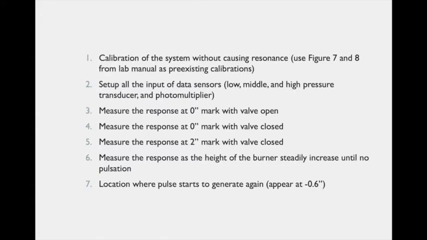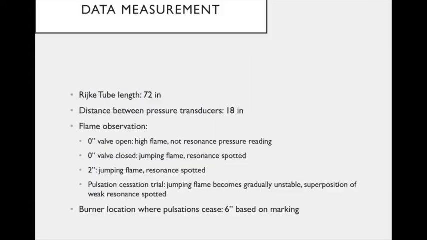Then our first step of measurement is to measure the response at the 0-inch mark with valve open, and then we measure the response at the 0-inch mark with valve closed, and then at the 2-inch mark with valve closed, and then measure the response as the height of the burner steadily increases until no pulsation. And last but not least, we also find the location where pulse starts to generate again as we start from the top of the combustion chamber where the quartz window is located and go down, and eventually we observe the pulse start again at around minus 0.6 inches.